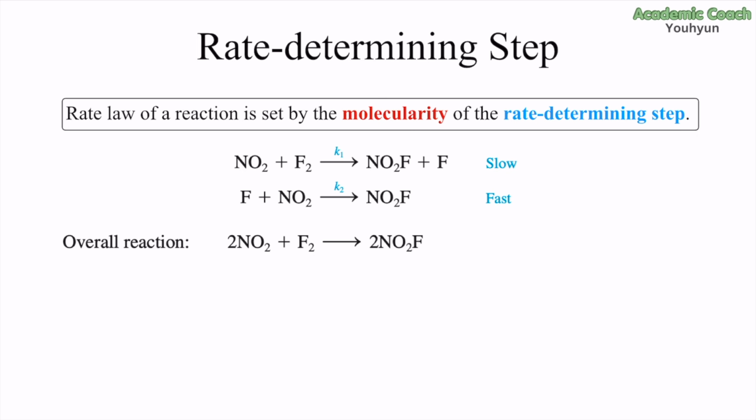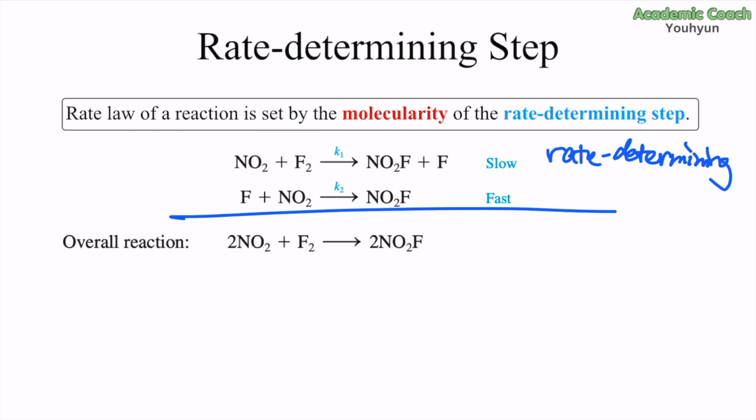Here I have another example for you. Now we have 1 mole of fluorine reacting with 2 moles of nitrogen dioxide to produce 2 moles of the product. And there are 2 steps. The first step is the slow step. The second step is the fast step. Again, that means the first step is the rate determining step.